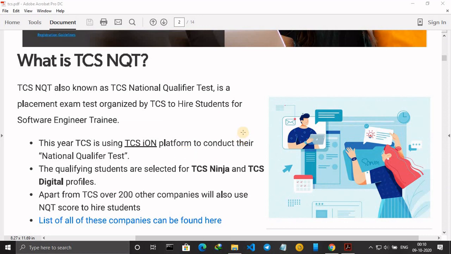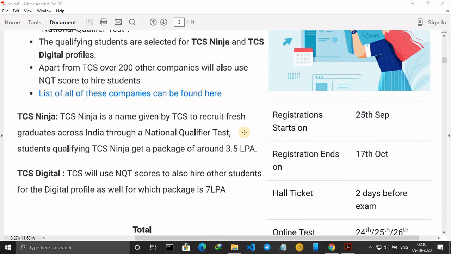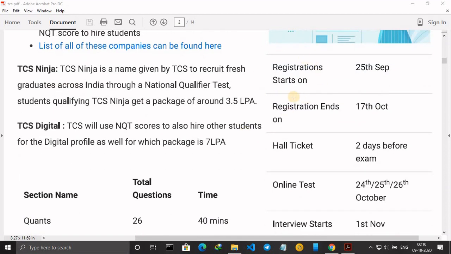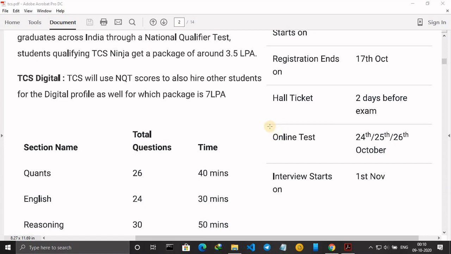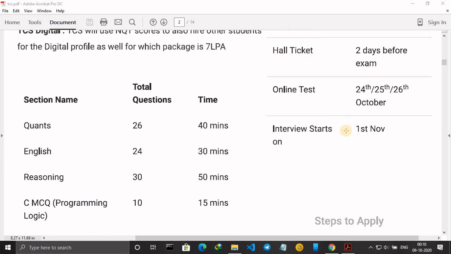Here you can see some important dates. Registration started on 25th September 2020 and will end on 17th October 2020. The hall ticket will be issued 2 days before the exam. The online test will be conducted on 24, 25, 26th October, and after the online test the interviews start on 1st November 2020.